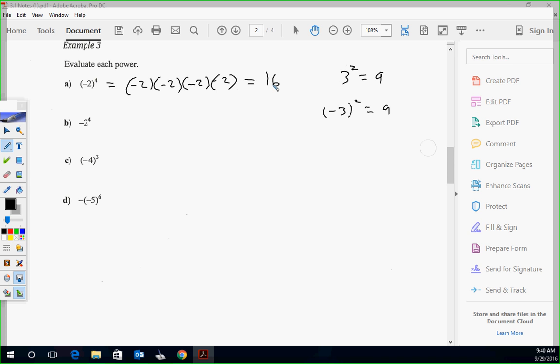Right, if it's negative 2 cubed, we'd be at negative 8. And that's because we have a pair, these two, but then we have one guy by himself that's going to make it all negative.